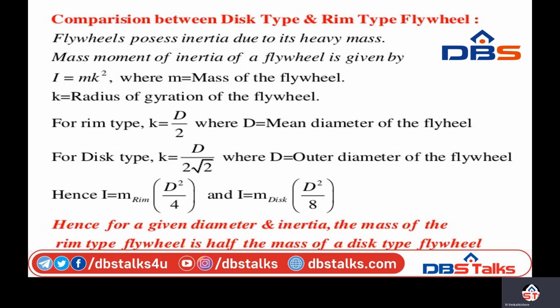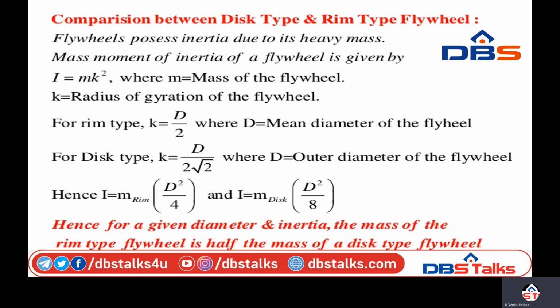Okay, here the mass moment of inertia of the flywheel is given by I equals m k square, where m is the mass of the flywheel and k is the radius of gyration of the flywheel. For rim type, k will be d by 2, where d is the mean diameter of the flywheel. And at the same time, for disk type, k is equal to d by 2 root 2. These are the values we need to remember while solving problems.